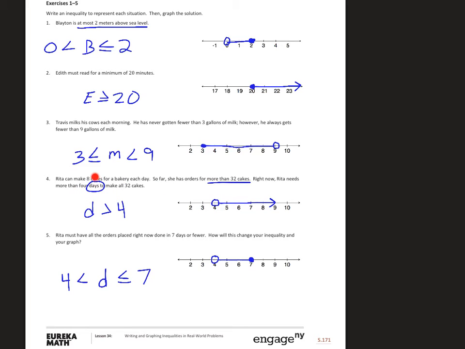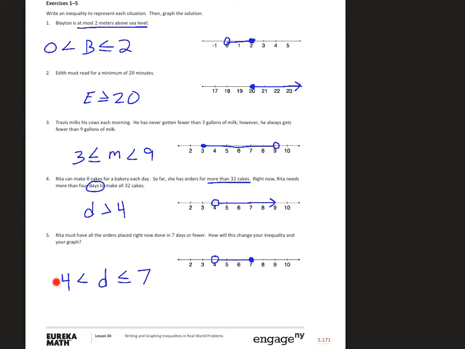Number 4, this one was really confusing at first. Like, are we doing cakes or days? I believe it's days. And it's days because it's the only thing we can really graph and measure here, that since it's more than 32 cakes and there's only 8 per day, that means it has to be more than 4 days. So days has to be greater than 4. It's going to be 5 or more days.